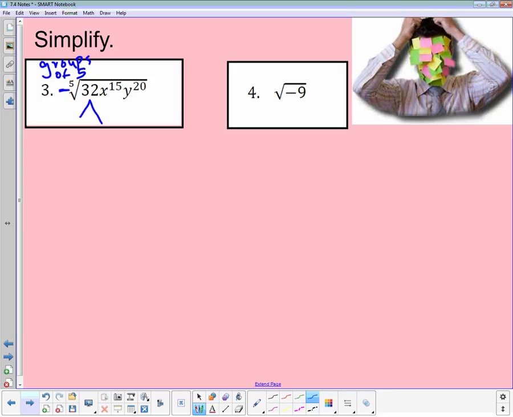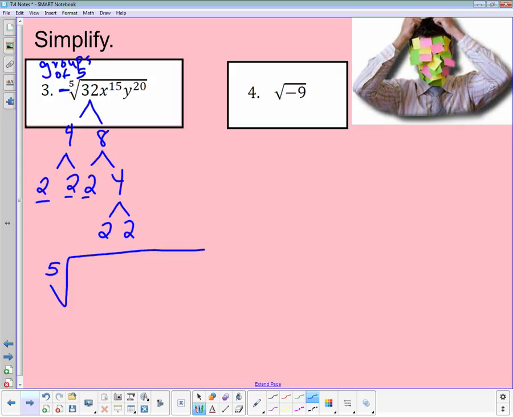So we have 32, that's 4 times 8. We can break 4 down to 2 times 2. 8 we can break down to 2 times 4. Not all of these are prime yet, so we can break our 4 down into 2 times 2. We're trying to find the prime factorization of 32. All right, so we have the 5th root, and if we just write everything out, we have 1, 2, 3, 4, 5 2's. Then we have x to the 15th, y to the 20th.